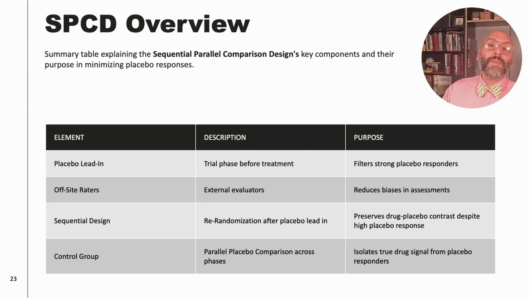So this slide explains why modern psychiatric trials often look complicated and why that complexity unfortunately has to exist. So, sequential parallel comparison design. This was developed in response to real problems that occur in psychopharmacology research, specifically placebo response rates became so high that true drug effects were being washed out.